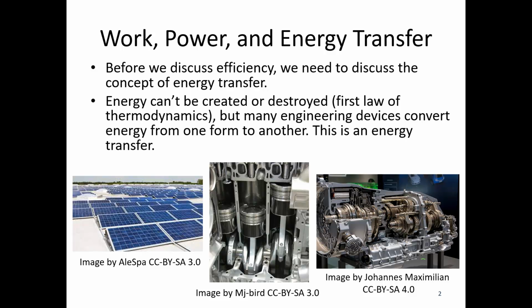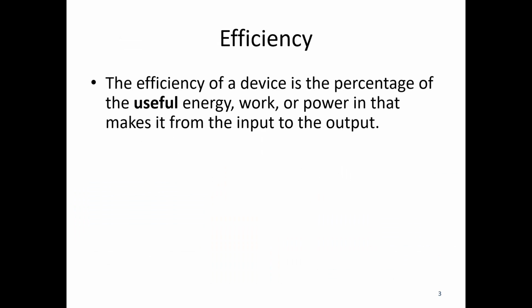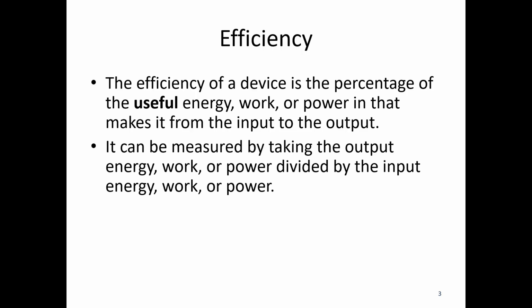In dynamics, we're mostly going to be focusing on the mechanical energies. Thermodynamics is more the space for other efficiency measures. But for something like a transmission, we can still talk about efficiency. So the efficiency of a device is the percentage of useful work, energy, power, etc. that makes it from the input to the output. So it can be measured by taking the output energy, work, or power, and dividing it by the input energy, work, or power. So whatever we start with, we want to measure the same thing at the end there.